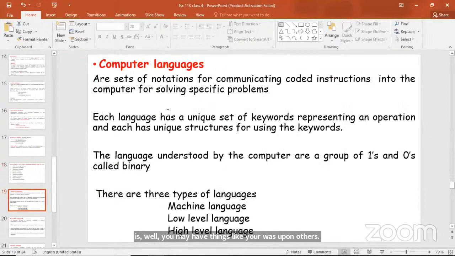So we have been saying that language, like I was giving examples, that I may speak a particular language and the other person may not understand. So we need a translator to be able to do.